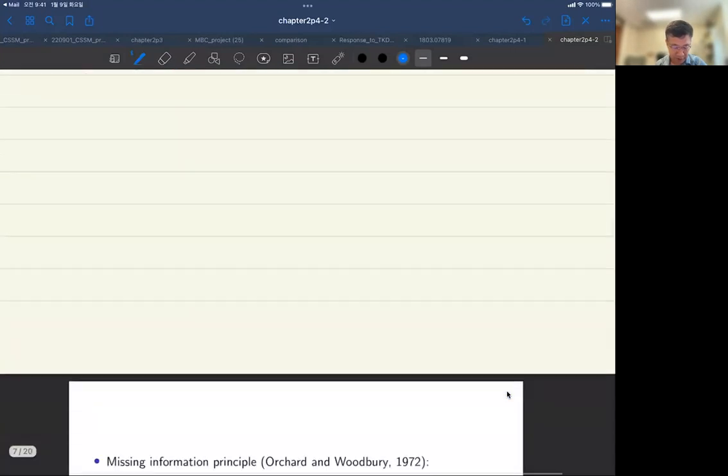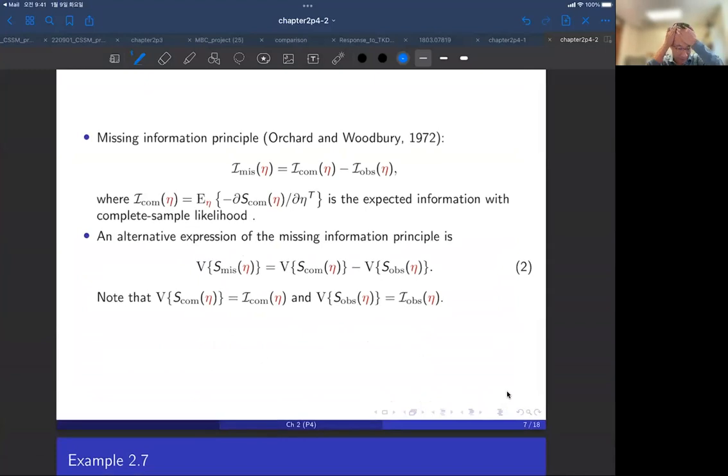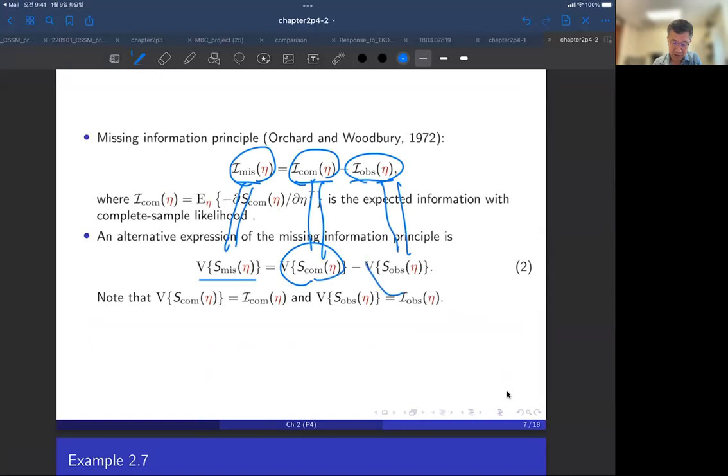So that has a name, the missing information principle. Basically, the information can be added up. So the missing information is the complete sample information minus the observed data information. So for the information matrix, this guy is equal to this guy, and this guy is equal to this. Okay. So the missing information principle is nothing but the ANOVA decomposition of the score function.